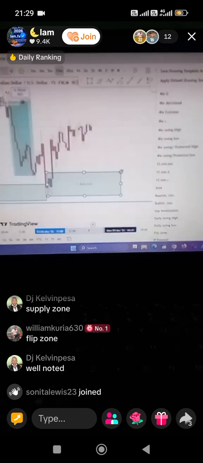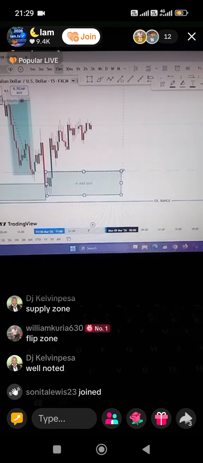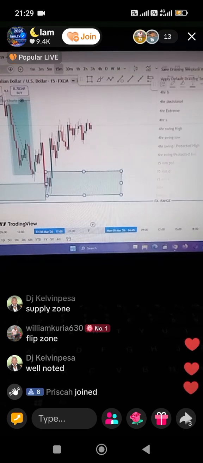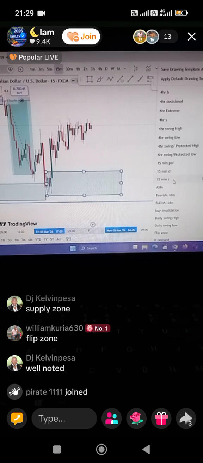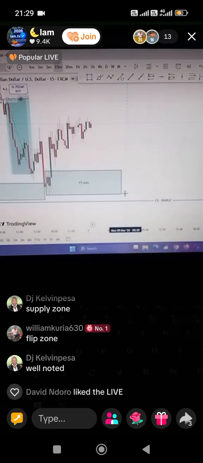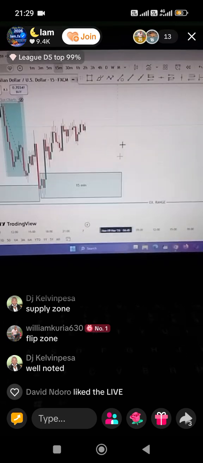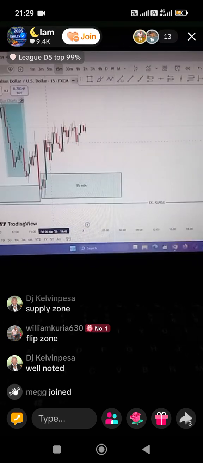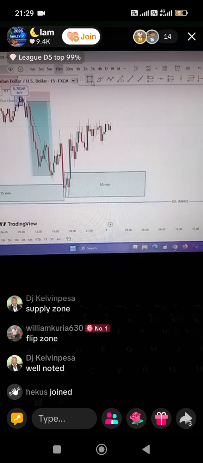Are we together? All I need to do is find my zones and then wait for the key window and see how I'm going to join the buyers. Simple, nice and easy. I have this 15-minute demand over here, and I'm seeing buyers are struggling. Why are buyers struggling? Because they're getting to a certain supply zone over here.